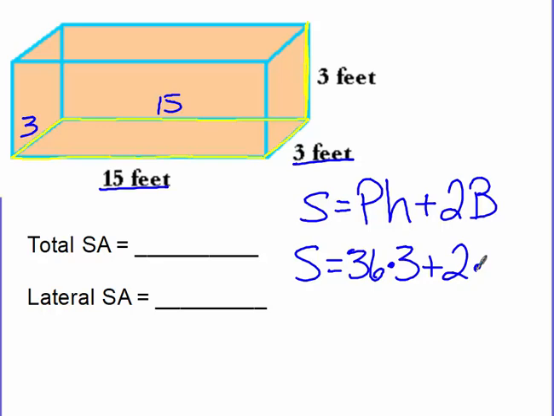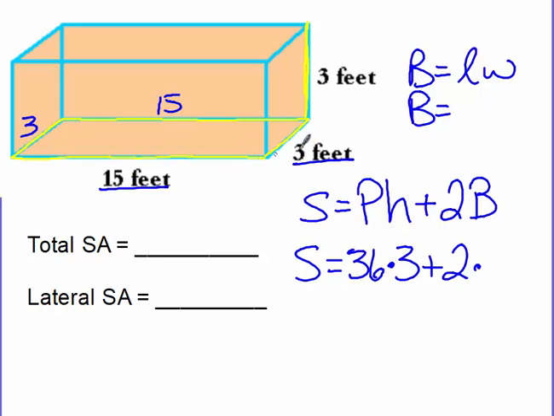Well, since this is a rectangular prism, its base is a rectangle. So to find the area of the base, this capital B, we're going to do length times width. So to find capital B, we're going to multiply the length and width of this rectangle. Well, those are the two pieces that you added together just a few minutes ago to find perimeter.